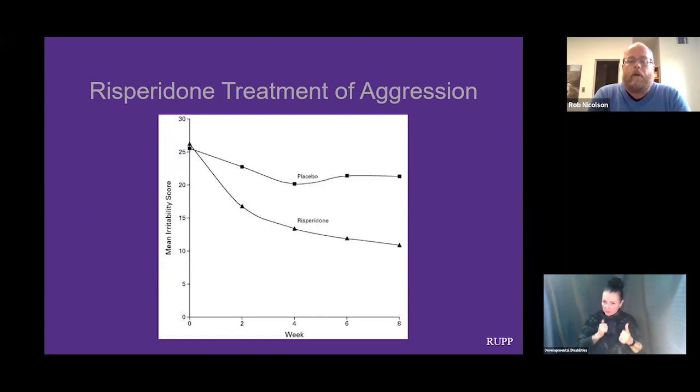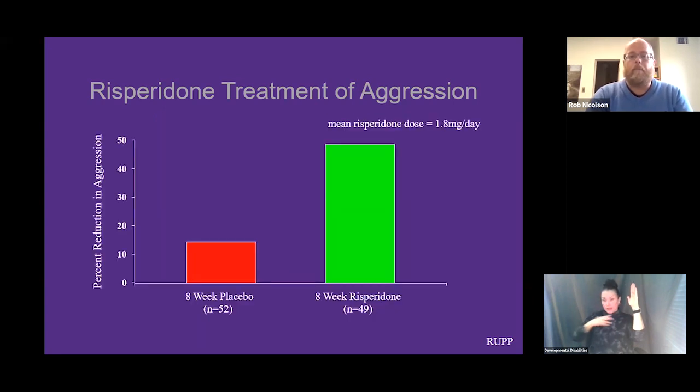And you can see that over the course of 8 weeks, people taking risperidone had a gradual decline in their scores on that irritability scale. Whereas people on placebo, there was an initial slight reduction, but then it stayed fairly stable after that. By the end of 8 weeks, there was a statistically significant difference between the 2 groups. And you can see they diverge very quickly, actually. So if we look at the amount of reduction of the aggressive behavior, after 8 weeks, people taking risperidone were rated as having about a 50% reduction in their aggressive behavior, whereas people taking placebo was about 13 or 14%.